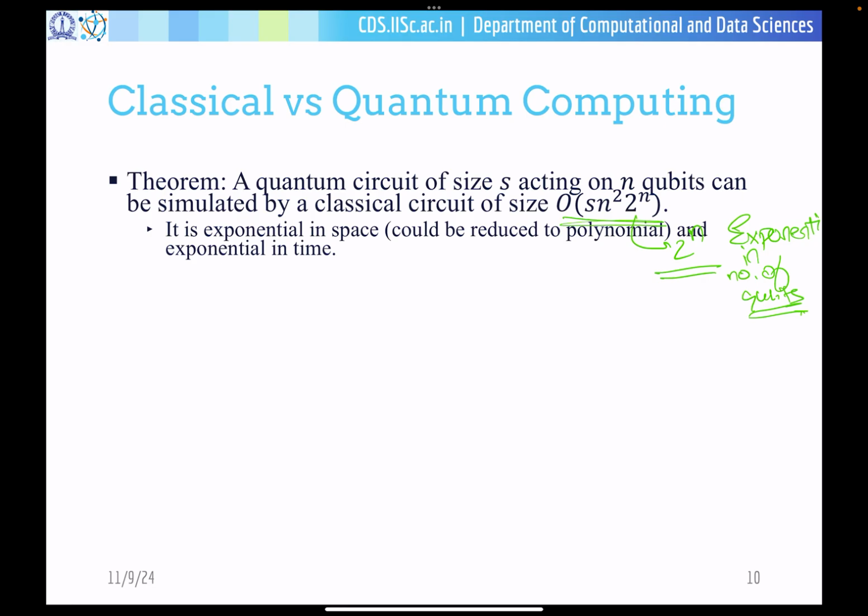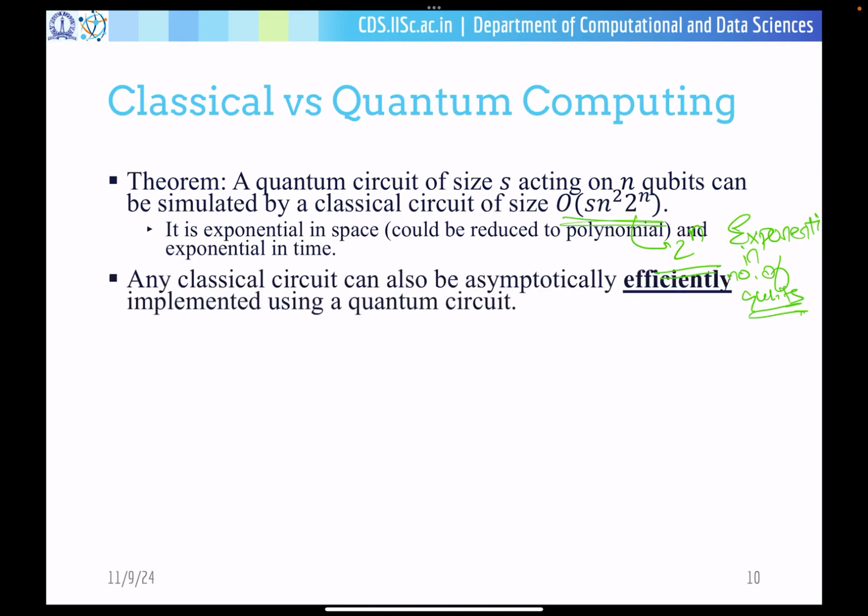So it's exponential in space and exponential in time, but the exponential in space could, using some methods, be reduced to polynomial, but it's still exponential in time. So simulating a quantum circuit on a classical computer is basically an exponential time cost, which is very high. But on the other hand, any classical circuit can be asymptotically efficiently implemented using a quantum circuit. This is another theorem.